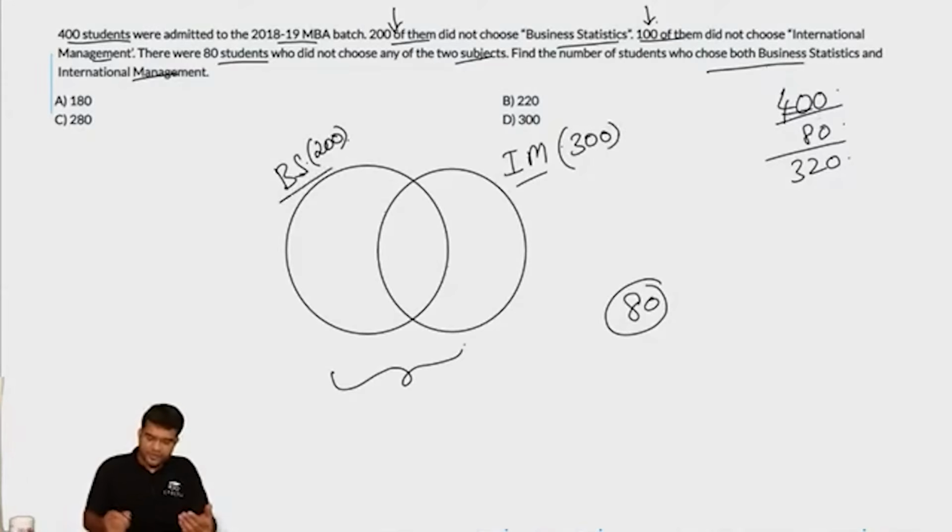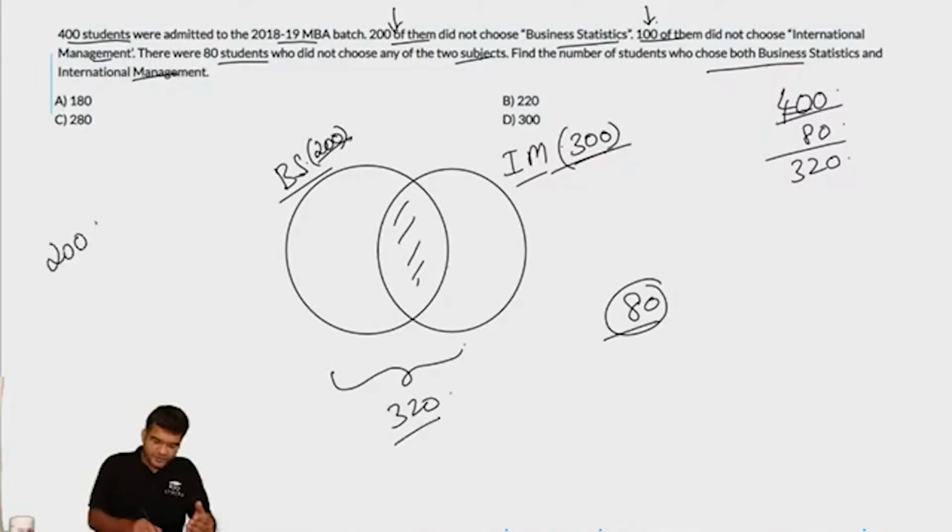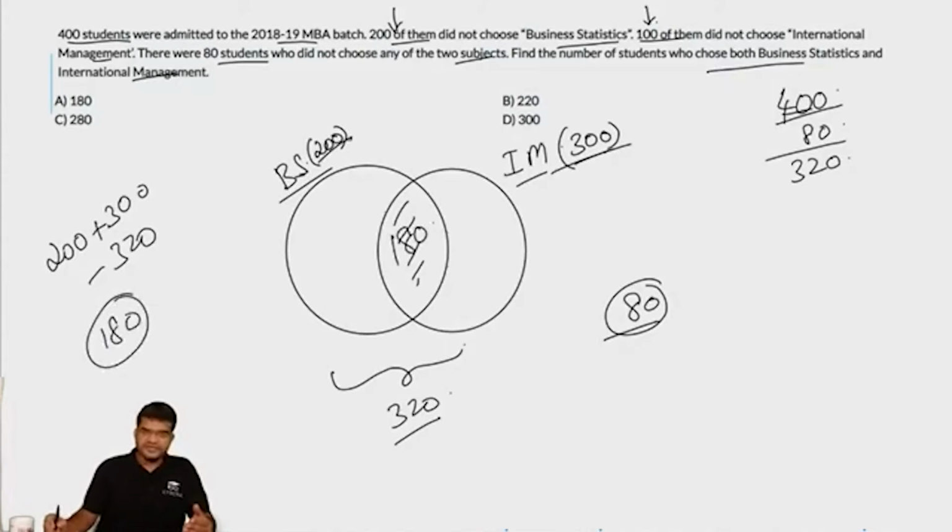So now you have 2 overlapping circles. One of them has 200, the other has 300, and the total number of students who are part of these 2 circles is equal to 320. So now you can figure out the number of students who are in the overlap. That will be equal to 200 plus 300 minus 320, which is equal to 180. So the number of students who have chosen both of them is 180.